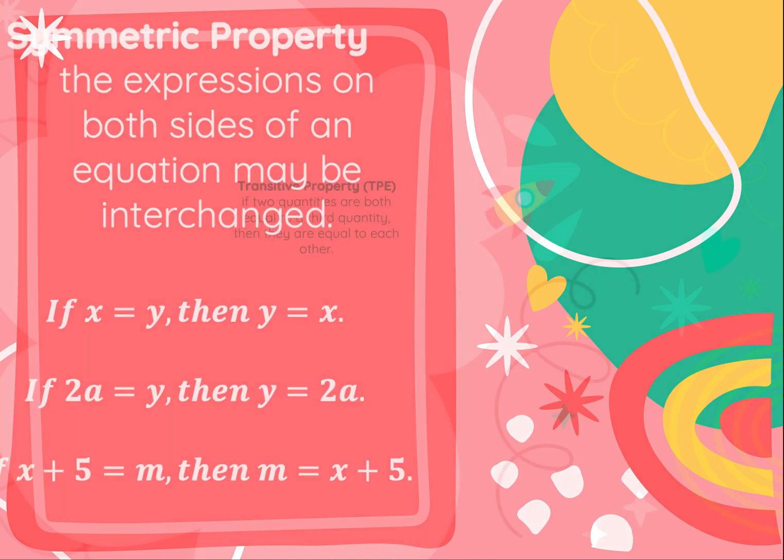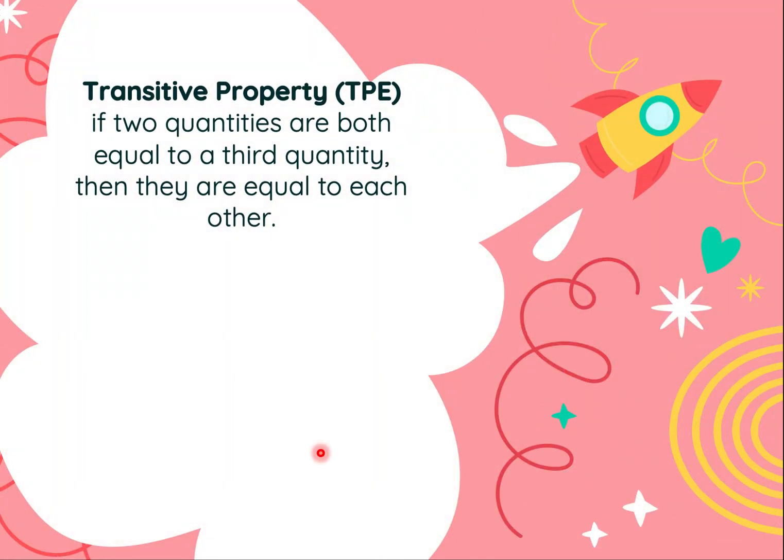The last property to remember, which is very important, is the transitive property of equality or TPE. If two quantities are both equal to a third quantity, then they are equal to each other. Example, if x is equal to y and y is equal to z, then x is equal to z. As you can see here, they just have the same value. Therefore, we can simply say that x is equal to z.